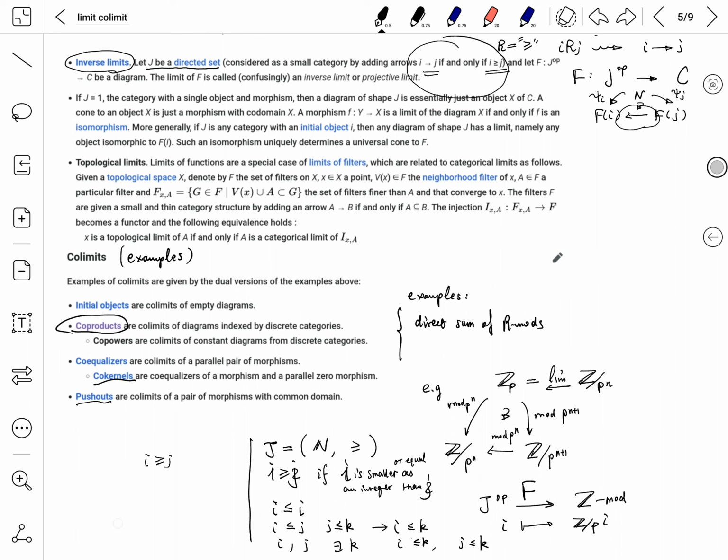Which means at the beginning, in the category J, because 1 is bigger or equal than 2, the direction is from 1 to 2. I'm saying this because, as I said, this is opposite to our intuition. And similarly, 2 is bigger or equal than 3, so the direction is like this.